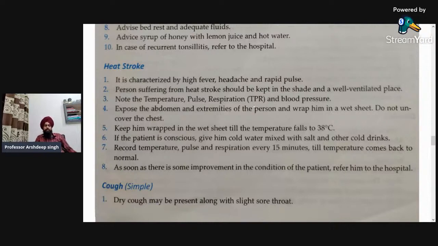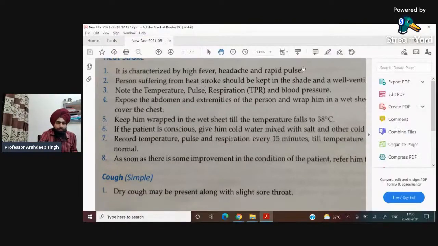And last one is, as soon as there is some improvement in the condition of the patient, refer him to the hospital. Okay, so I would say that if there is any improvement in the condition, immediately refer him for the further services or the care. So that was about the heat stroke and how would we manage it.